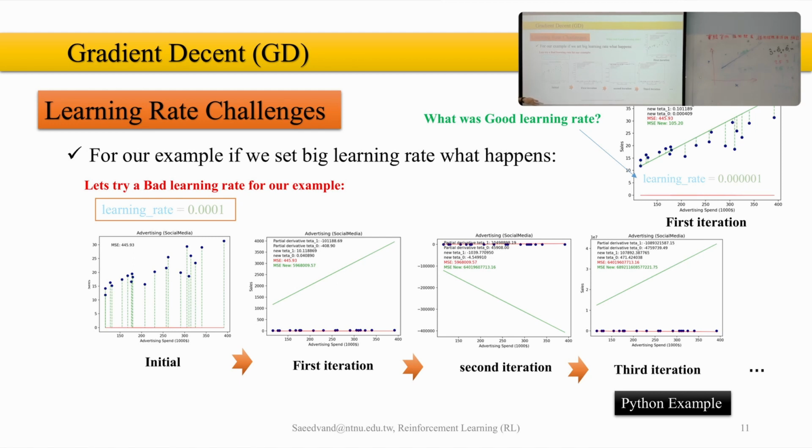So we answered what a good learning rate is. For example, I show you here the good learning rate for this example: if you continue, your model will try to find it. I will show you the implementation code quickly now for the same example.